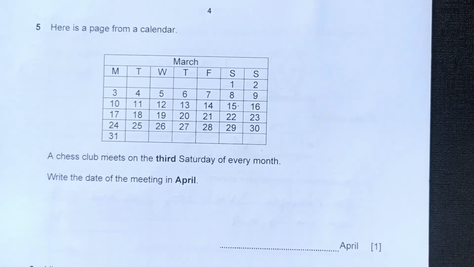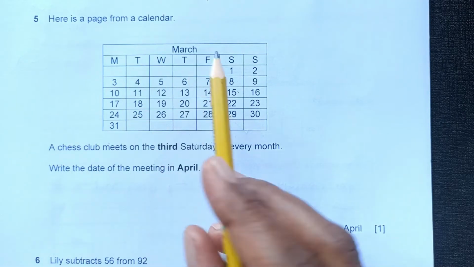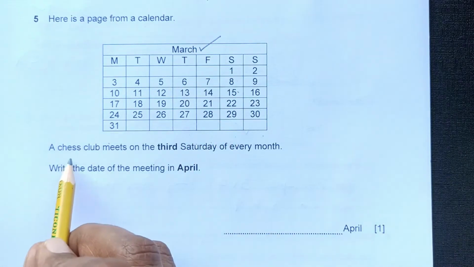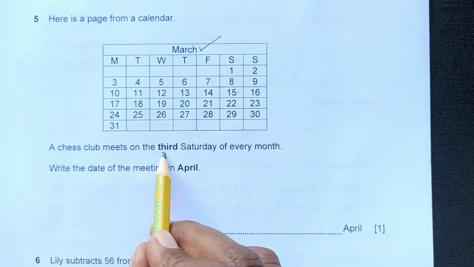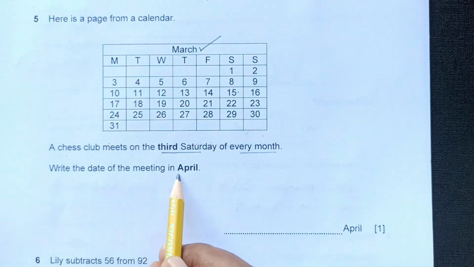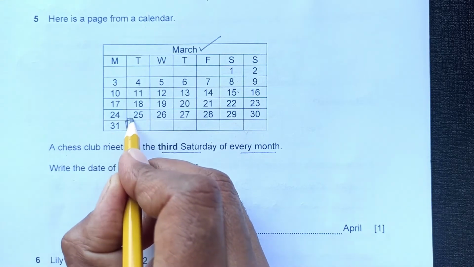Now question number 5, we have a calendar here. Here is a page from my calendar. This is the month of March. A chess club meets on the third Saturday of every month, right? Write the date of the meeting in April. So March ends here, so from here it will start April.